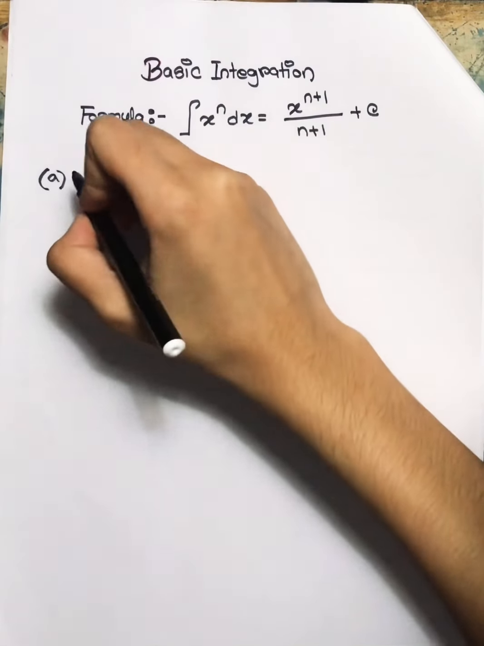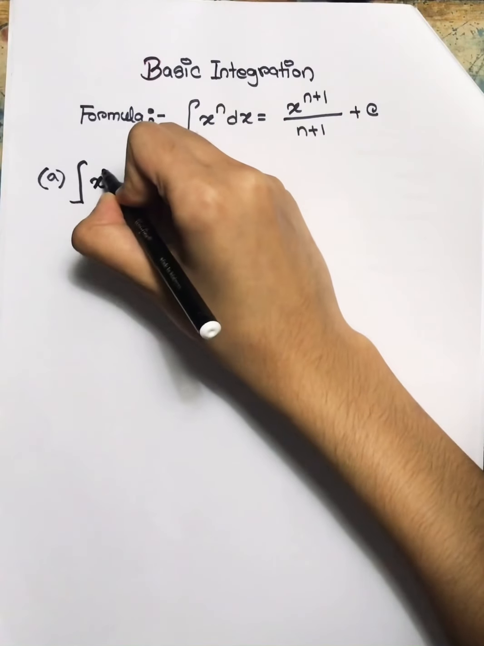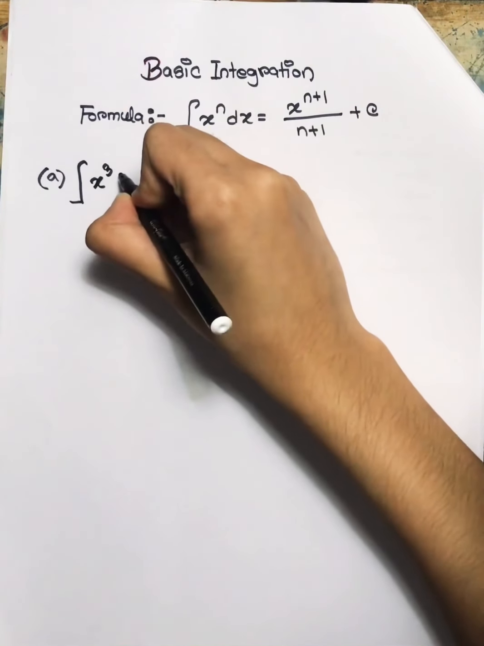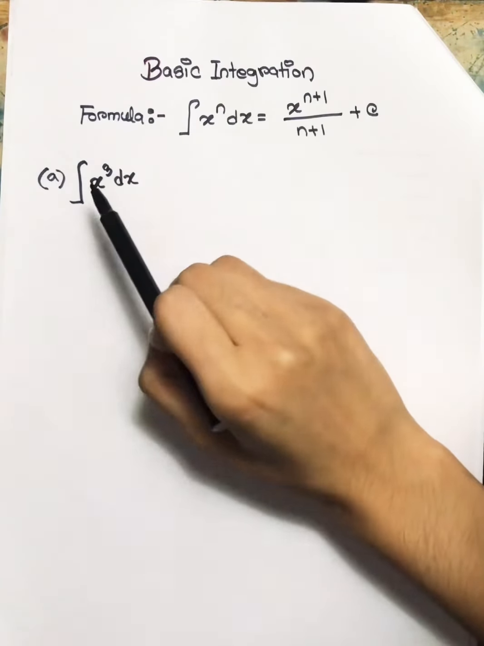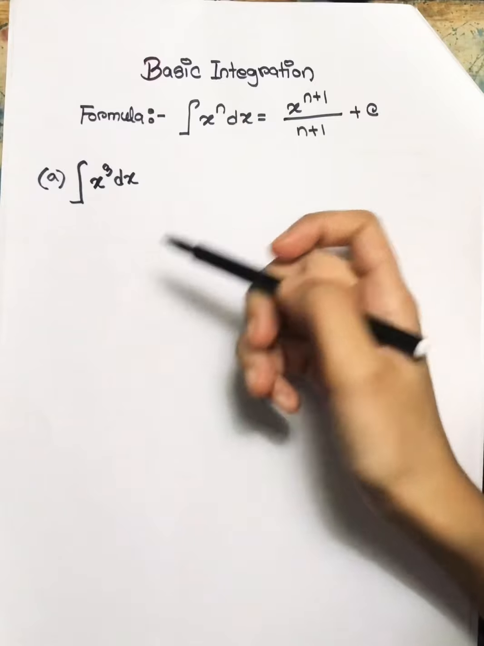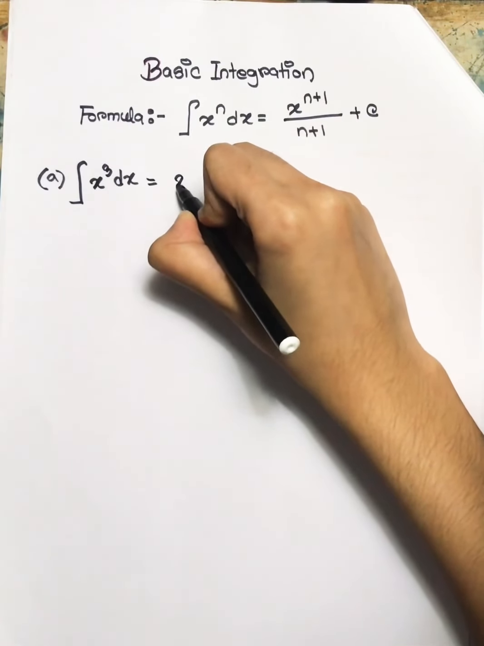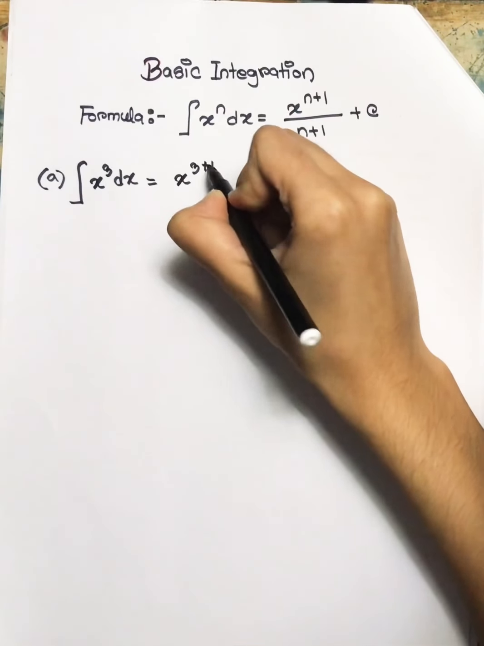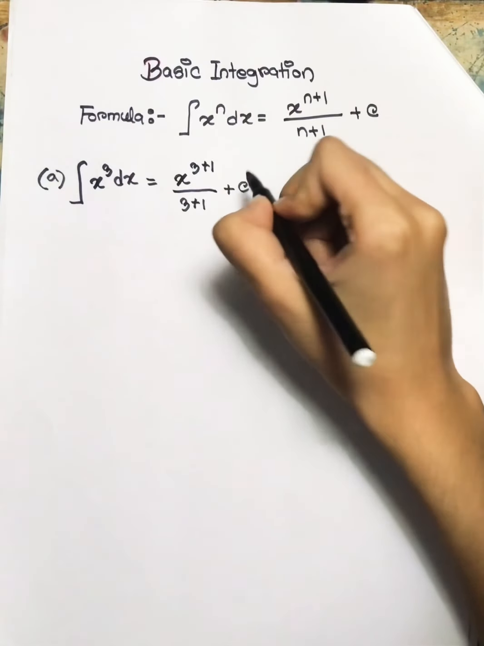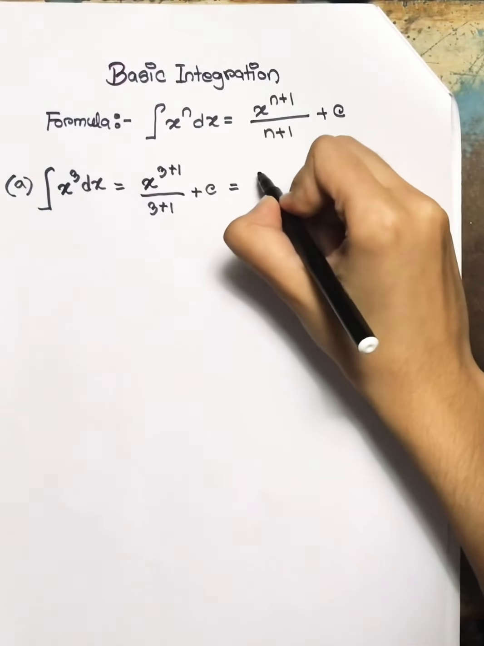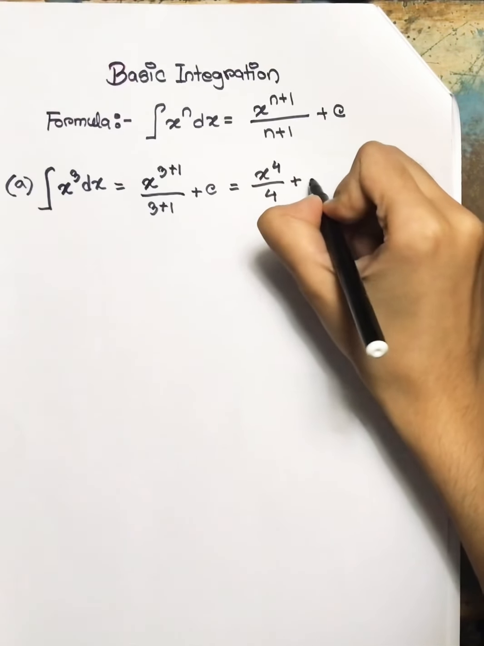Suppose the question is integration of x to the power 3 dx. So how are we going to integrate this? Here the value of n is 3. So the integration is pretty simple, straightforward, and the result becomes x to the power 3 plus 1 divided by 3 plus 1 plus c. So the result is x to the power 4 divided by 4 plus c.